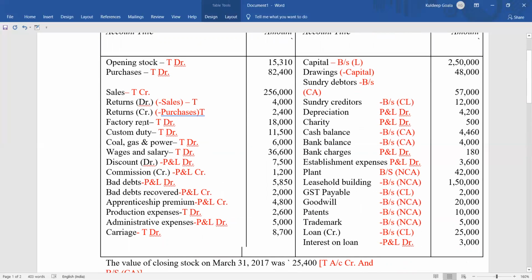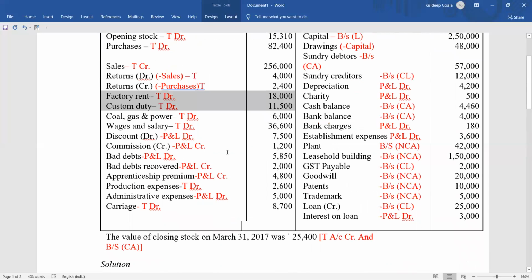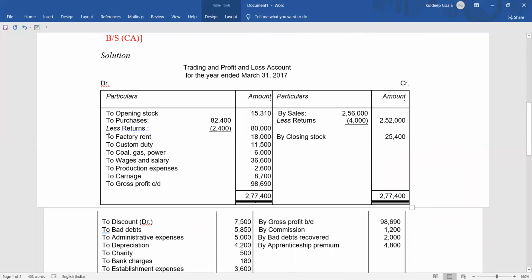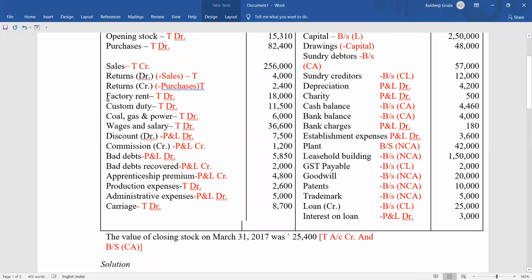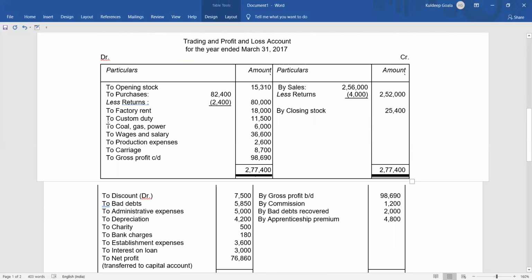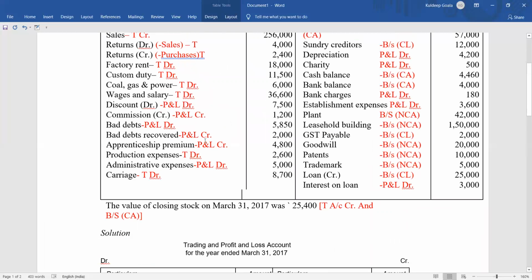So in the trading account after that, factory rent is there. Factory rent of 18,000 and custom duty of 11,500. So both we can take together. To factory rent 18,000, to custom duty 11,500. Then let's see what is after that. Coal, gas, and power 6,000. Wages and salary 36,600. To coal, gas, and power 6,000, and to wages and salary 36,600. One by one, we'll just say.